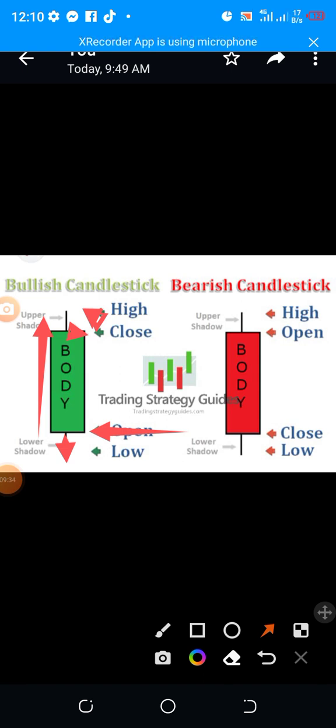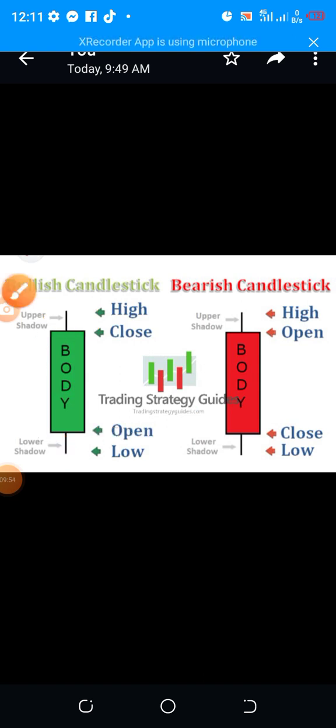Each time frame has its time where the candle starts and then closes. When it is 15 minutes, that candle must be formed in 15 minutes. When it's 20 minutes, that candle has to be formed in 20 minutes. So that is how a candlestick is formed.